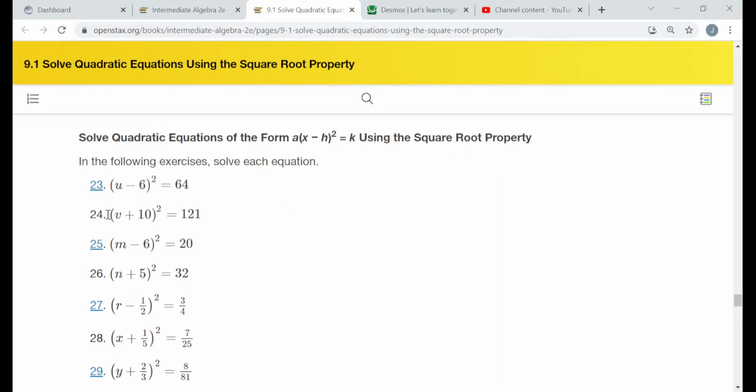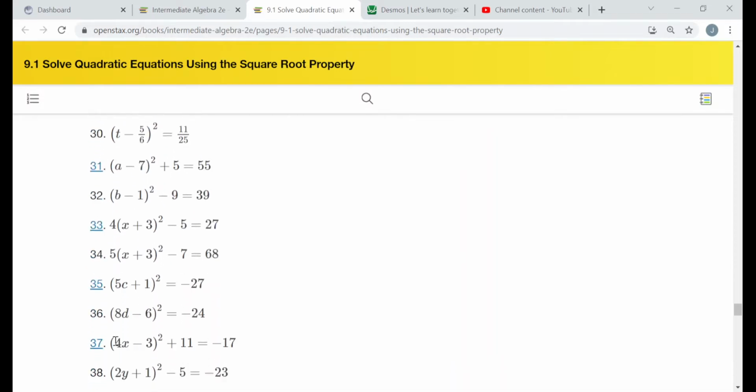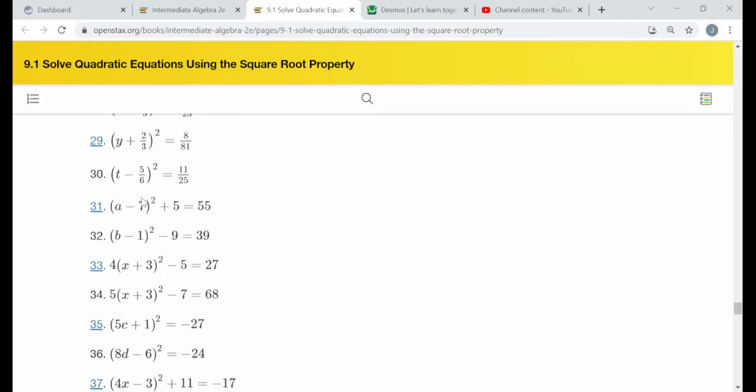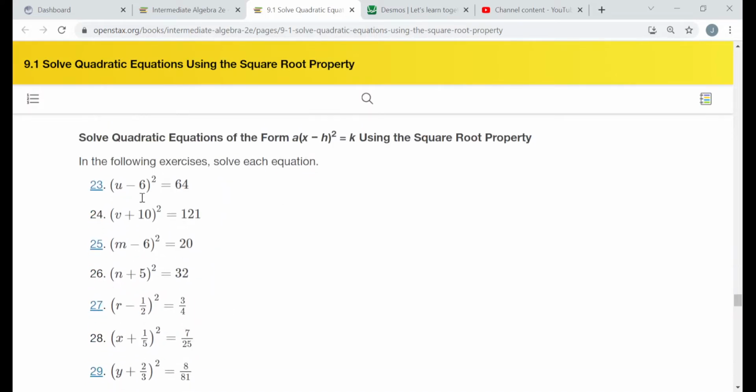I will only be doing the even numbered exercises, so number 24, 26, 28, all the way down to exercise 46 in this video. You'll notice that the odd numbered problems, you can click on the number and it'll take you to the solution. So I'm doing the ones that don't have a solution posted.